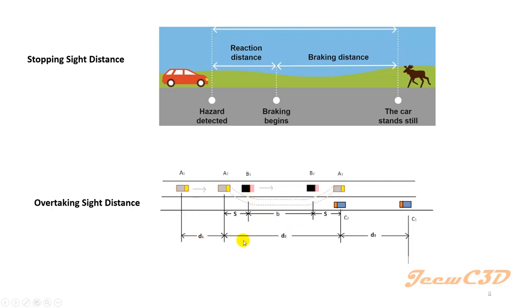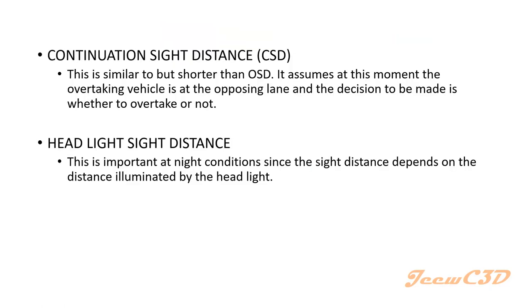The total distance traveled, this B1 plus B2, is called the overtaking sight distance. In overtaking sight distance, you will be traveling on one lane and you put your vehicle into the other lane and overtake the vehicle in front of you, and you come back to your original lane. The distance traveled at that time is called overtaking sight distance. Then you have something called continuation sight distance. It is a part of overtaking sight distance.